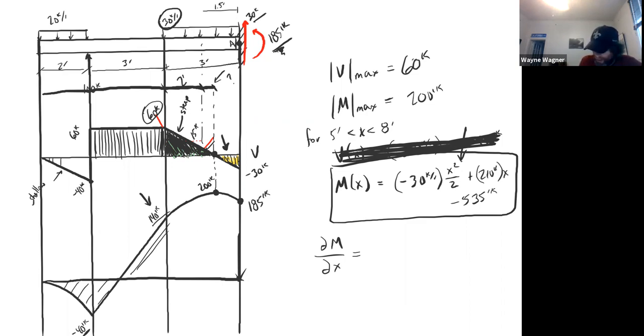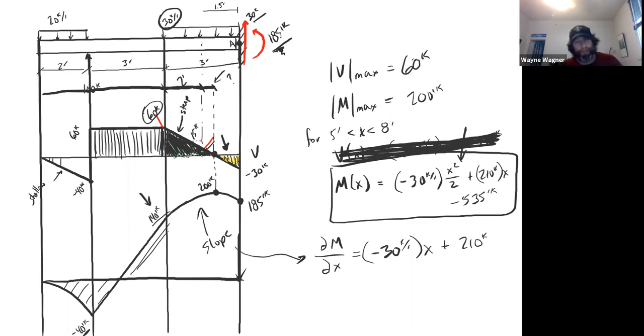The derivative in this case would be, let's see here, we bring the 2 down, and we get negative 30 kips per foot times x, plus the derivative of the next term, 210 kips. There's no plus c or anything, right? So this is the slope of this parabola. And if we want the max, we want the point where that slope is 0. So set that equal to 0, and then we solve for x.